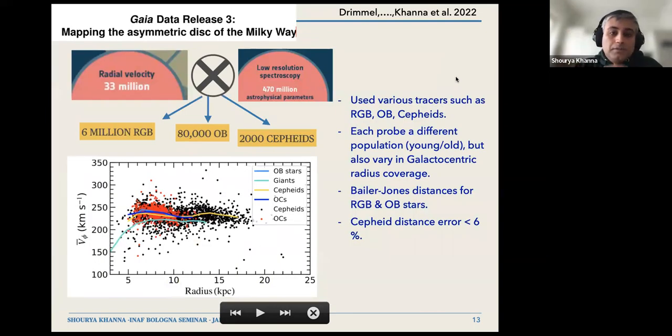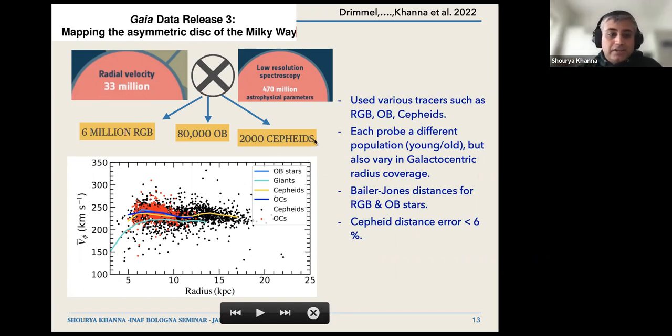But last year, as part of the Gaia data release, we had a paper where, to demonstrate the capability of Gaia, we showed what one could do by carefully selecting a population of sources. In this case, from the 33 million sources, we could select RGB stars, and we could select OB stars, which are younger stars, as well as Cepheids. So we have an older population, we have a younger population, and we have a population for which we have excellent distances.